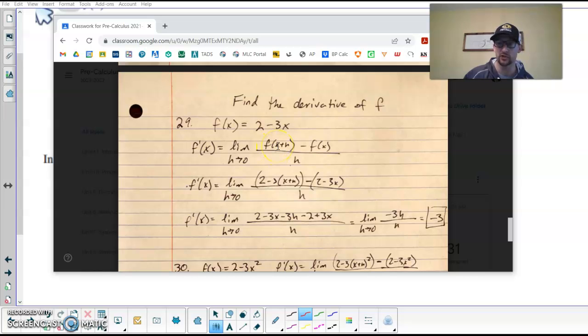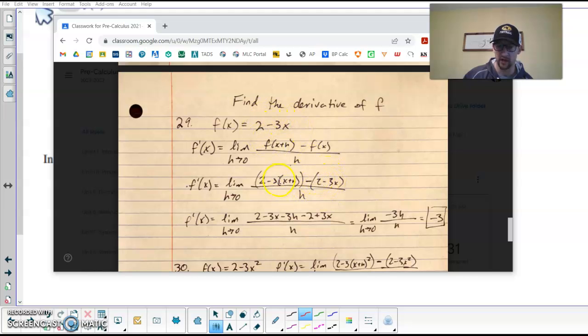I'm finding a new function in terms of x. The f of x plus h minus the f of x all over h. So I work through that process now. The f of x plus h means take x plus h and plug it in for x in this function. 2 minus 3 times x plus h. Minus the f of x, which is plugging x into the function, so 2 minus 3x.